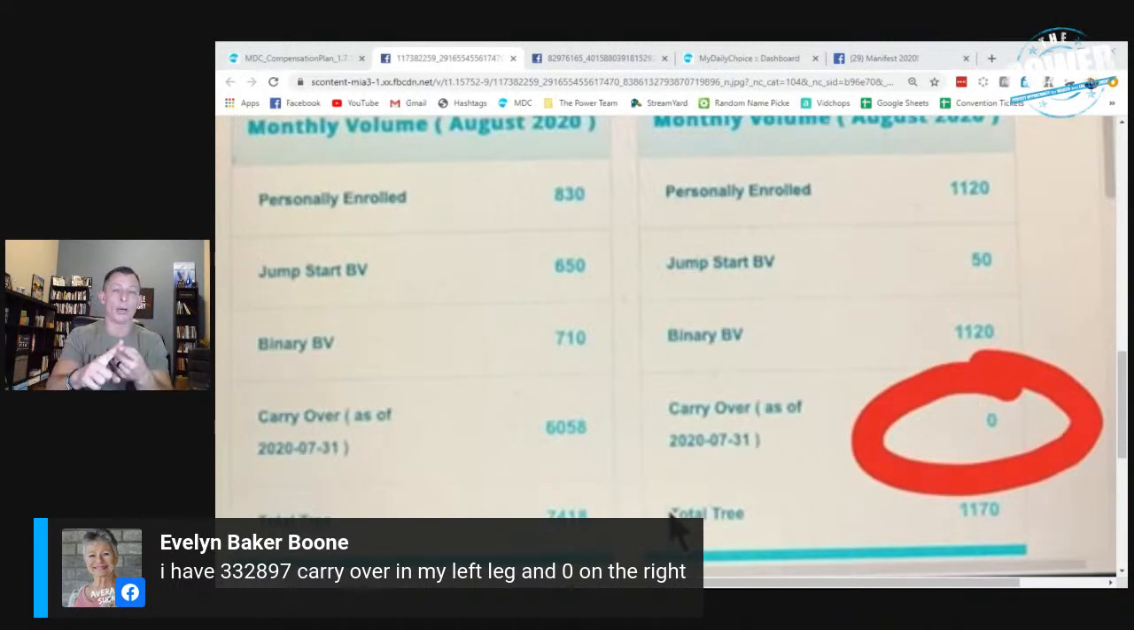Step 1, get binary qualified. Step 2, you have binary volume on your left leg. You have binary volume on your right leg. And at the end of the month, whatever number is smaller, if it's 5,000 or 10,000 or 1,000, deducts from the bigger leg. They come together, and then you get paid your percentage. Hopefully it's 15% because you're executive on that same number. You don't add them. It's just one number.